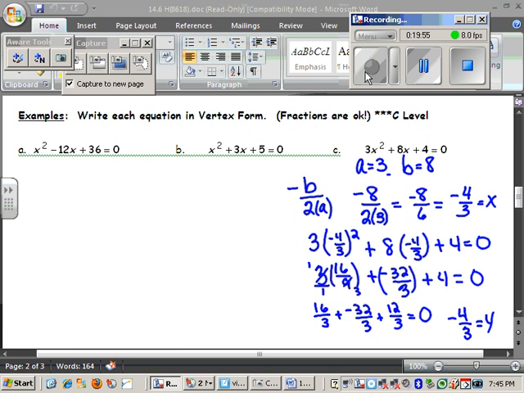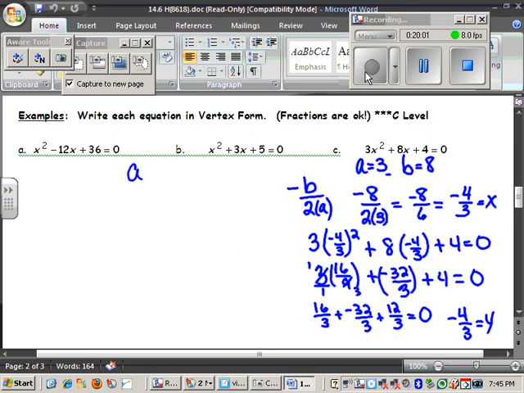I'm going to continue putting this in vertex form, and I'm going to move over to the side over here just for room purposes. I have my a value, which I identified in the very first step as 3. And my h value, which is the next thing I'm going to have to put into the vertex form, is going to be negative 4/3. And then my k value is negative 4/3.